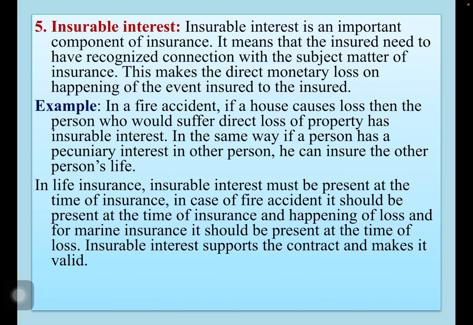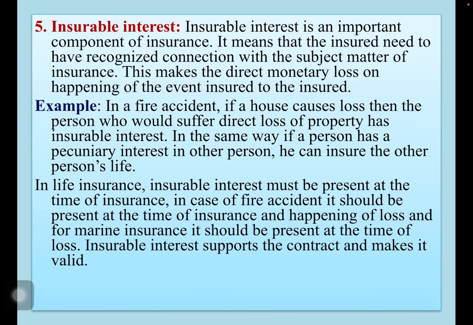In the same way, if a person has a pecuniary interest in another person, pecuniary meaning financial or similar interest, he can insure the other person's life. In life insurance, insurable interest must be present at the time of insurance. This you please try to understand clearly. In case of life insurance, at the time of insurance.